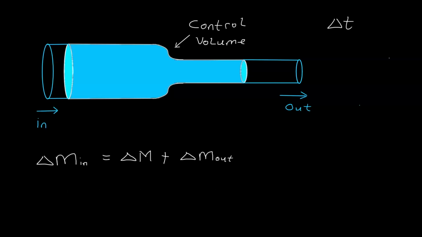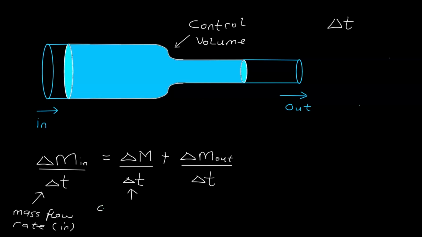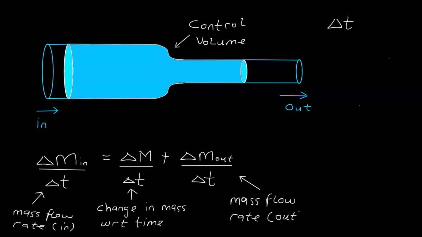So back to this. If we divide our equation through by the time delta t, on the left hand side we have, in terms of mass, the rate at which fluid flows into our control volume with respect to time. This is called the mass flow rate. And on the right hand side we have the rate of change of mass of fluid within the control volume with respect to time, plus the mass flow rate out of the control volume. This equation is called the continuity equation, and we can write it in many different ways.